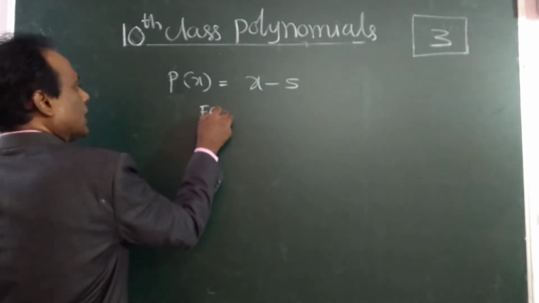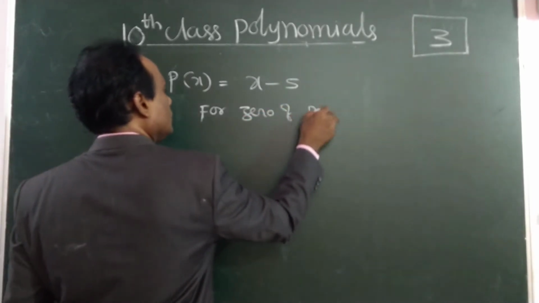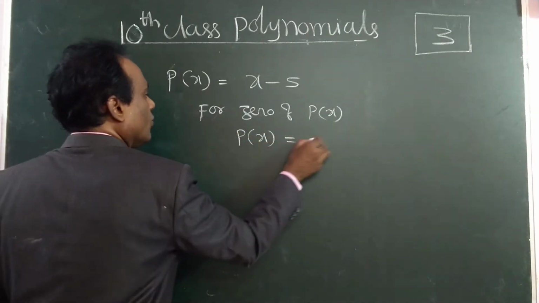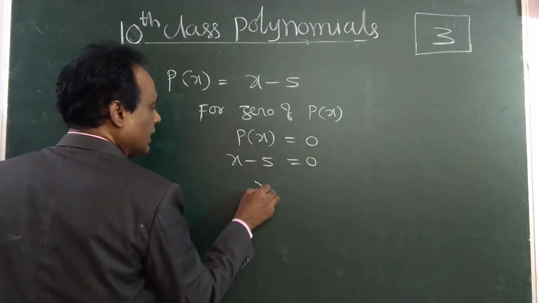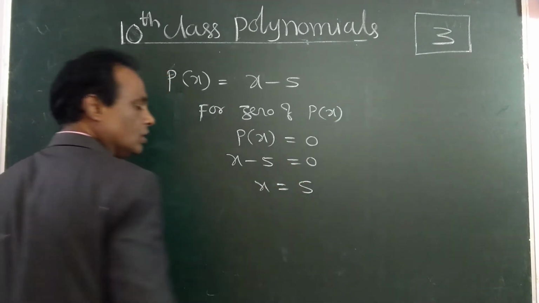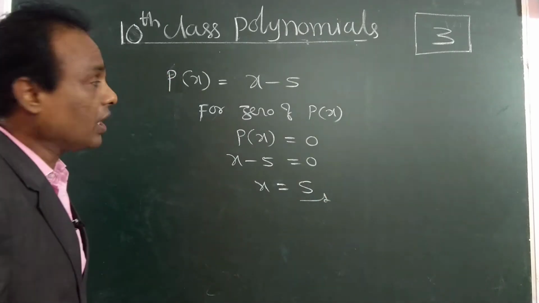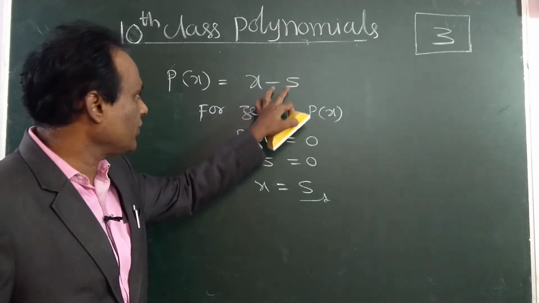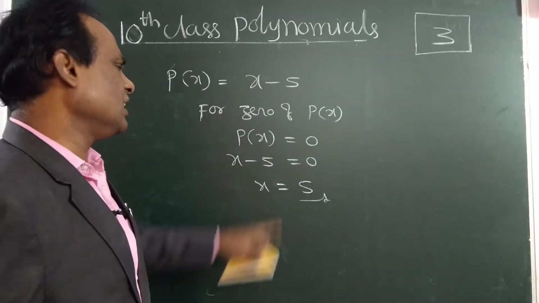See here. For the zero of the polynomial, we have to equate that value to 0. So x minus 5 is equal to 0. Then x is equal to 5. This is the zero of the polynomial. That means the zero of the polynomial we can find by simply equating the given polynomial to 0, then we will get the x value. This is the first degree.